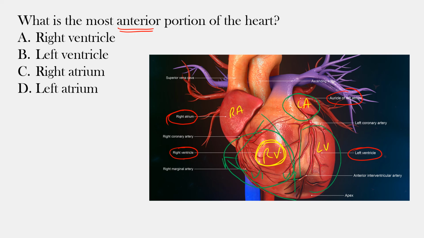Okay, so the choice here that you should choose, the most anterior portion of the heart, is in fact the right ventricle. So choice A is the correct answer.